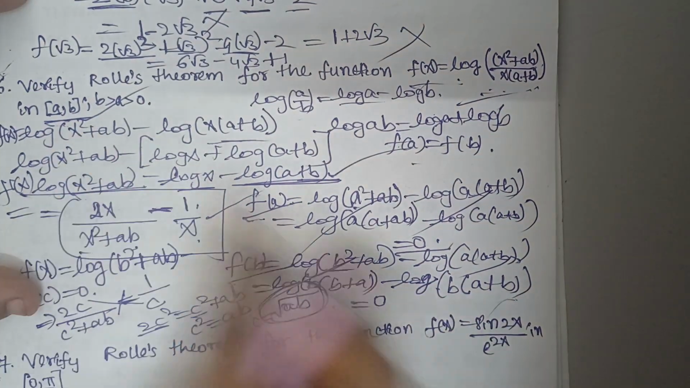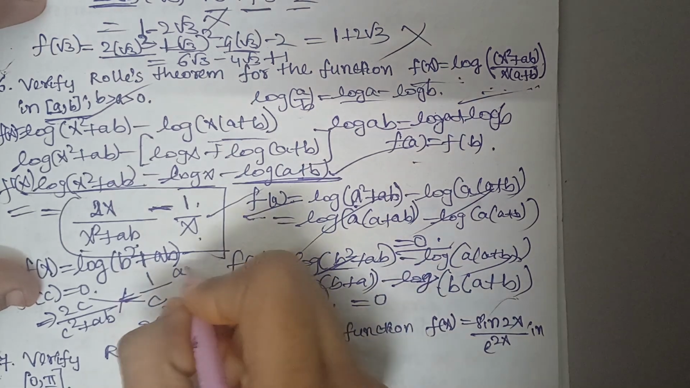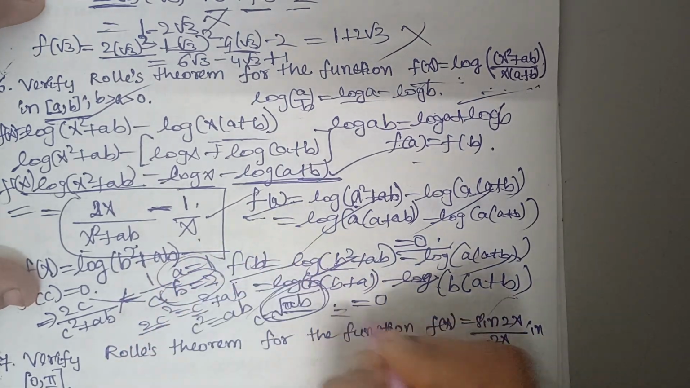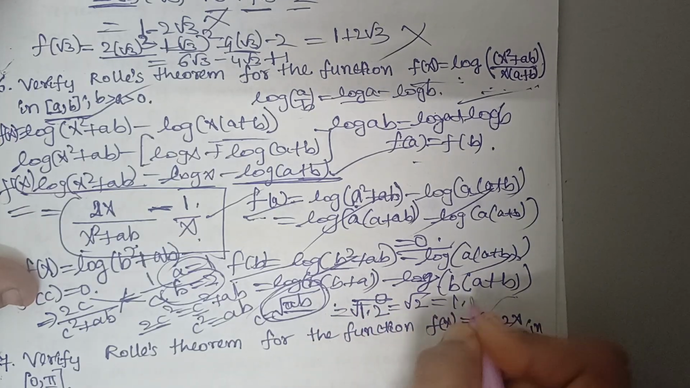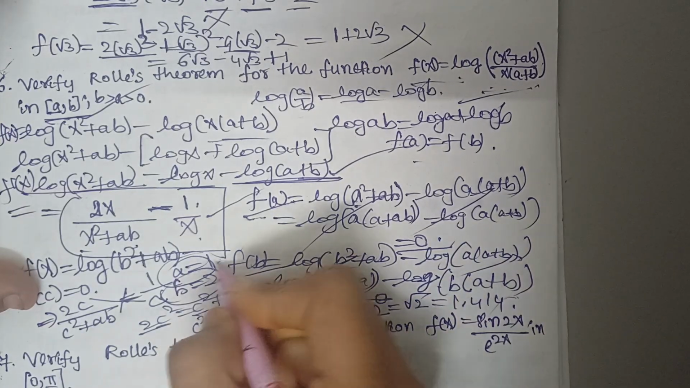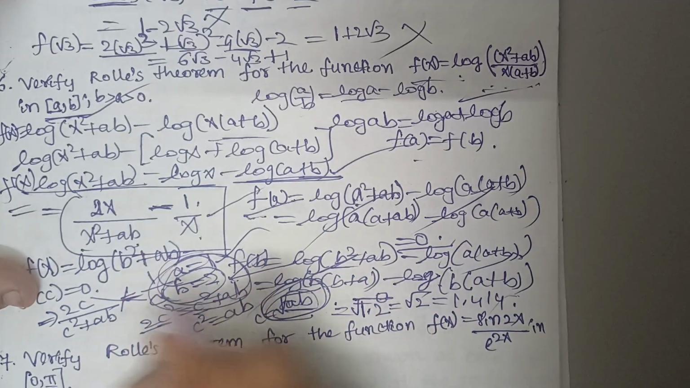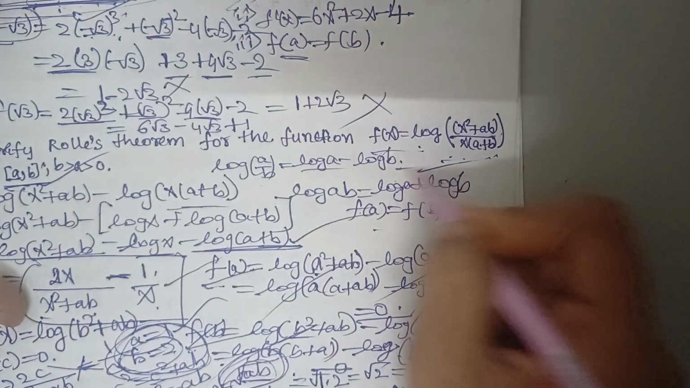How can you say that this is in between a and b? Let us take a is equal to 1 and b is equal to 2. You can take as of your wish. Now root of 1 into 2, which is nothing but root 2, which is 1.414. That means for the value of a and b, the square root of ab is between this a and b only, right? That means your Rolle's theorem is verified for this function also.